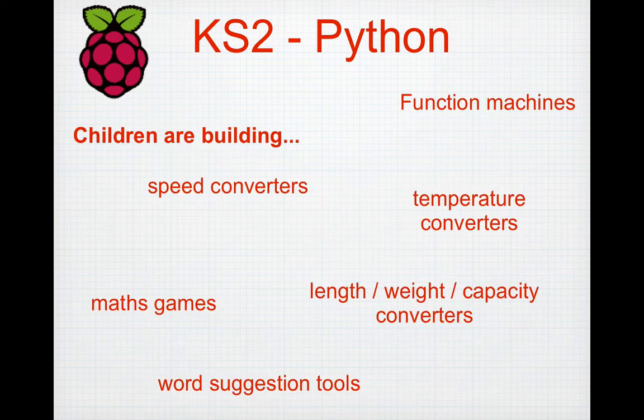So I then set the tasks. This is all about problem solving, so very cross-curricular, looking at maths, science, technology, ICT, and I said, okay, we're going to make these programs do something actually useful to us. So what could we do? Well, we looked at function machines, and we thought actually a function machine is something that does something. We could convert temperature, we could look at converting speed, any length, weight, capacity.